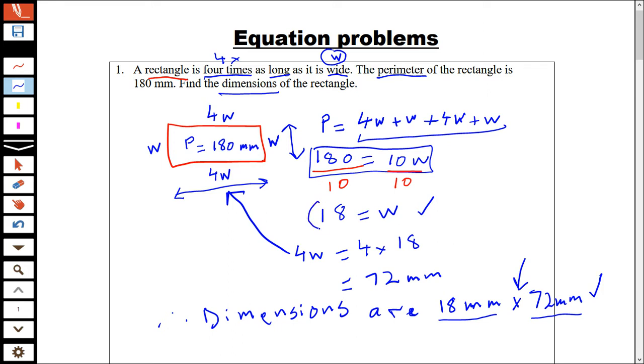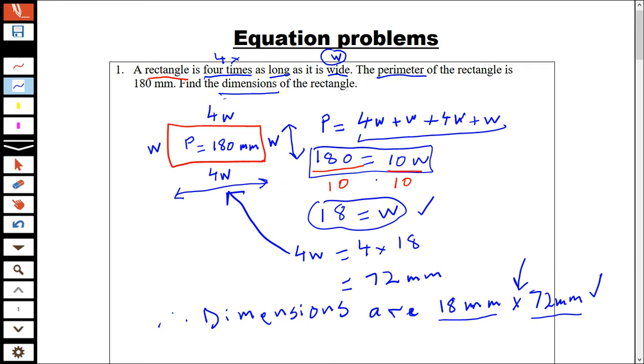A lot of people will stop here, get W equals 18, but you've got to read the question. It says, find the dimensions of the rectangle. So once you've solved your equation, you've got to check, have I answered the question? In this case, we hadn't. We had to find out what the length was. Length is 4W, which is 72 millimeters. So that's my final answer.